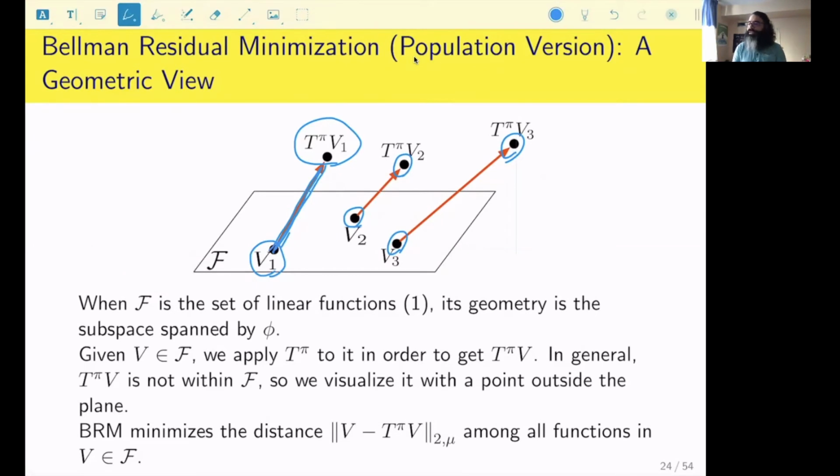I guess I mentioned this, that if F is a set of linear function spaces, its geometry can be shown as a plane. So it's a hyperplane with a subspace spanned by features phi. So this is that hyperplane here. I mentioned this part before.